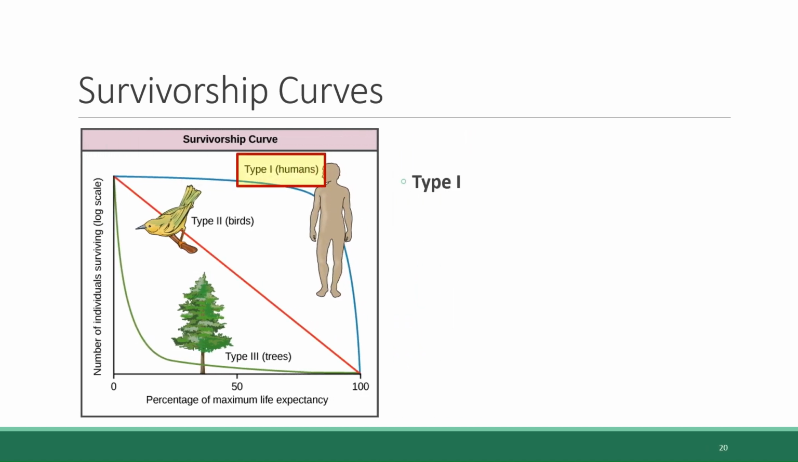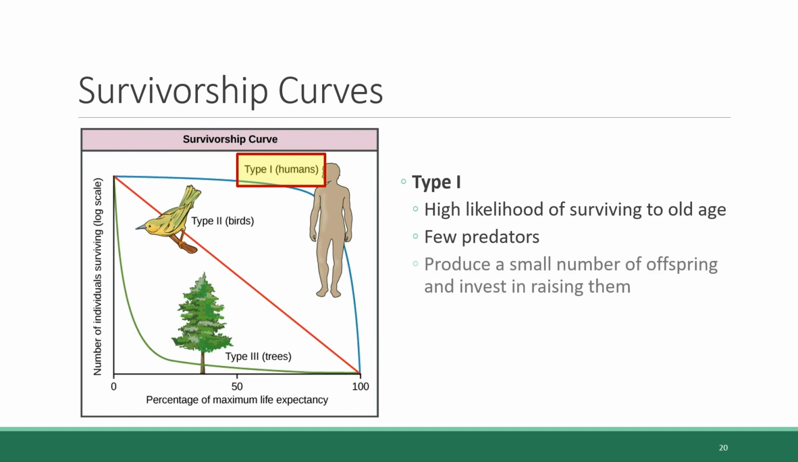Species that fit a type 1 survivorship curve have a high likelihood of reaching a relatively high percentage of their maximum life expectancy. They have a high likelihood of surviving into old age, in part because they have few natural predators. Type 1 species tend to produce only a small number of offspring and invest heavily in raising them. Examples of organisms that conform to type 1 curves are humans, giant tortoises, and elephants.